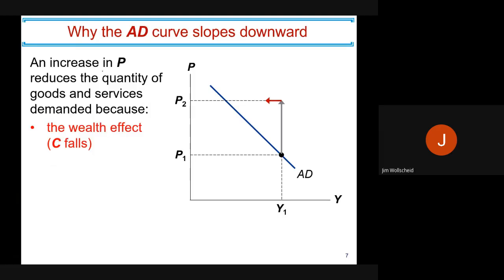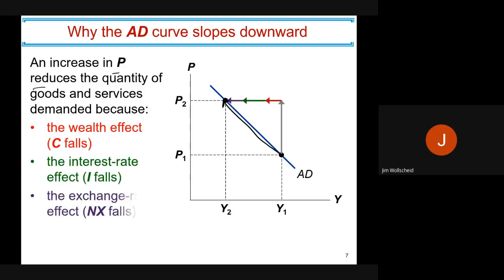So here's the opposite. With an increase in prices, we move upward on the curve. And why is that? Well, because of all three effects: the wealth effect, the interest rate effect, and the exchange rate effect. So here's kind of the little pictures of it. There's the C, there's the I, there's the NX. So it kind of gives you graphically what is happening.